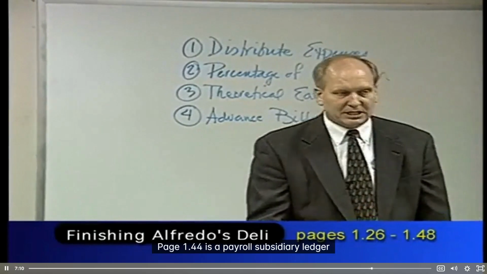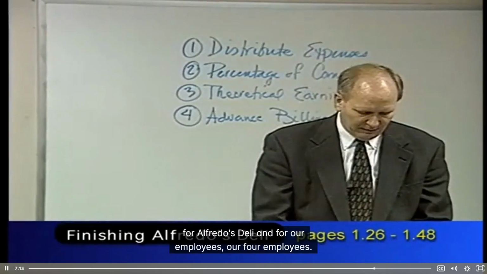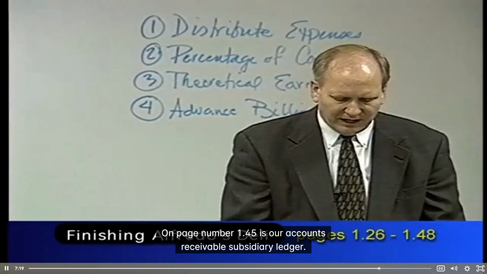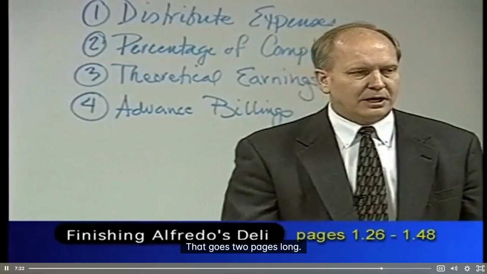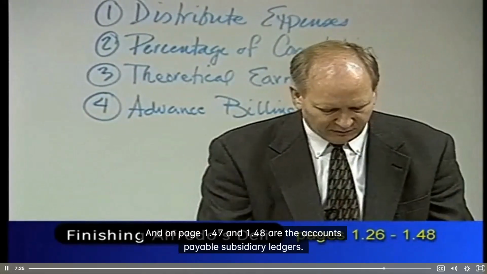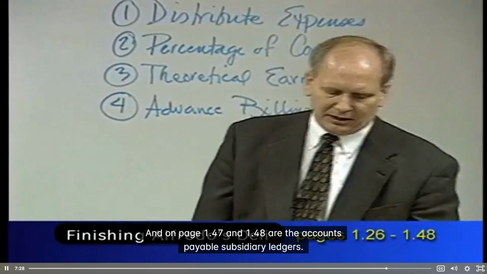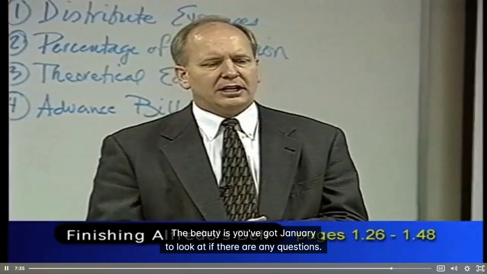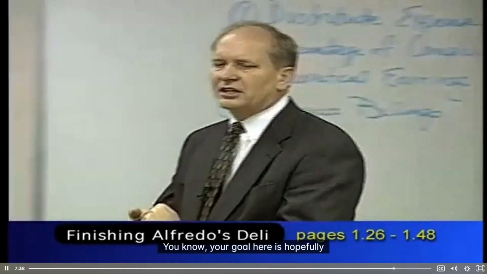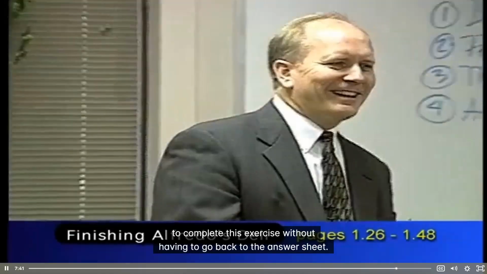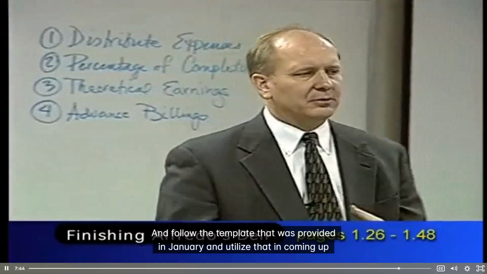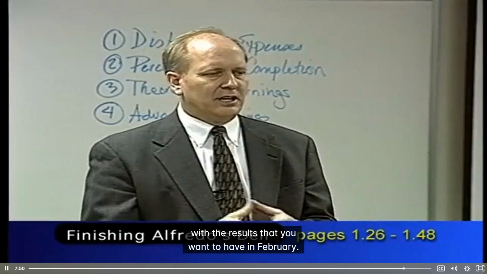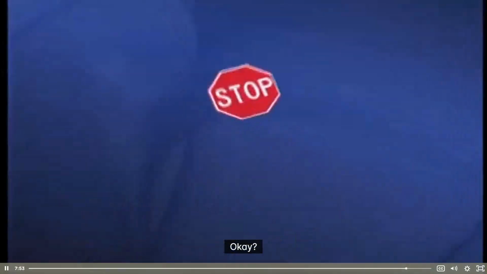Page 144 is the payroll subsidiary ledger for Alfredo's Deli and for our 4 employees. On page 145 is our accounts receivable subsidiary ledger that goes 2 pages long. And on pages 147 and 148 are the accounts payable subsidiary ledgers. Okay? That's the exercise. The beauty is you've got January to look at if there are any questions. Your goal here is hopefully to complete this exercise without having to go back to the answer sheet, okay? And follow the template that was provided in January and utilize that in coming up with the results that you want to have in February, okay?